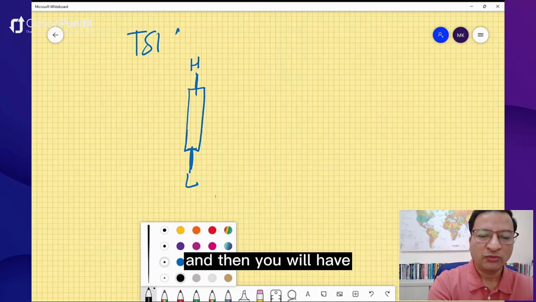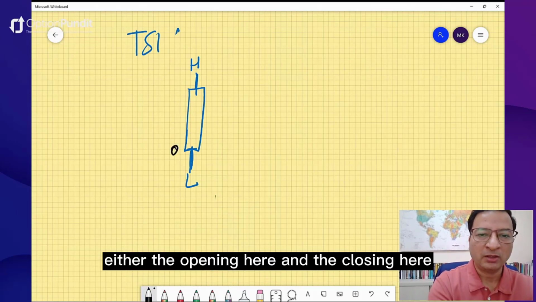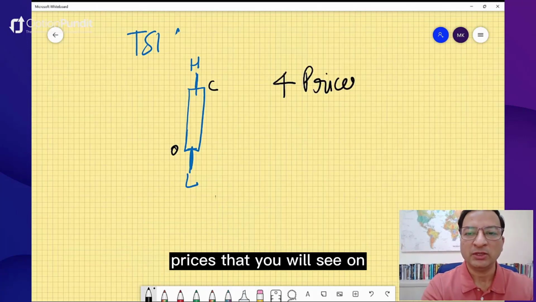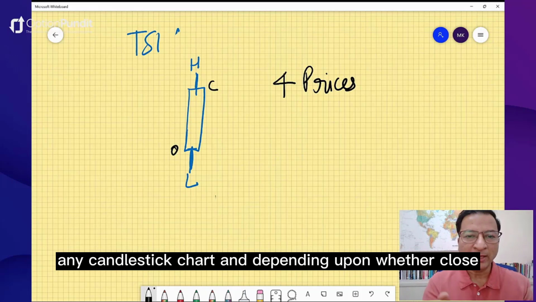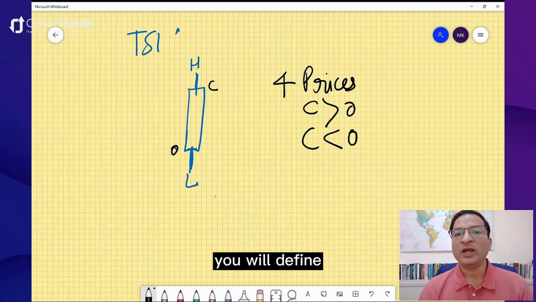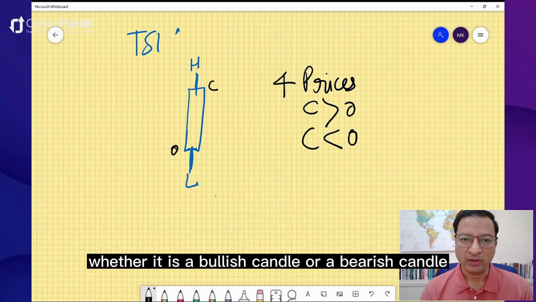And then you will have either the opening here and the closing here. So there are typically 4 prices that you will see on any candlestick chart. And depending upon whether close is greater than open or close is lower than open, you will define whether it is a bullish candle or a bearish candle.